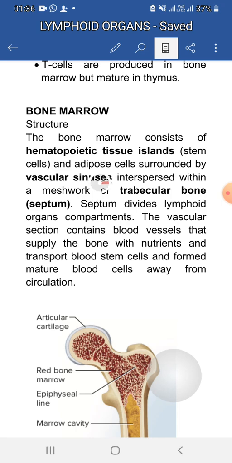Again, we have vascular sinuses. These are the blood vessels which bring blood to the bone marrow and take it away. They are divided by trabeculae, which form a meshwork when you observe through a microscope. So these are the walls that divide the bone marrow into compartments. The blood vessels bring food and nutrients and take away waste products, and they carry the immune cells formed.